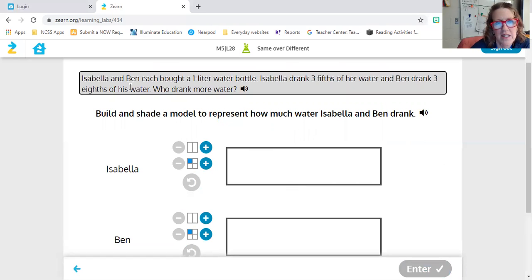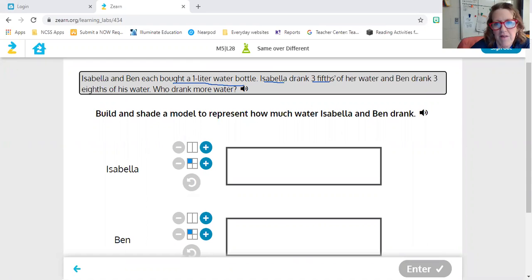Okay. All right, here it says Isabella and Ben each bought a 1 liter water bottle. Isabella drank 3/5 of her water and Ben drank 3/8 of his water. Who drank more? Let's do the same thing. Let's underline what we know. They both have the same whole. They both bought a 1 liter water bottle.